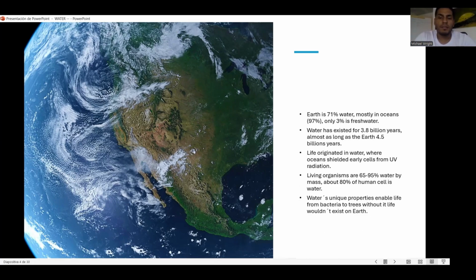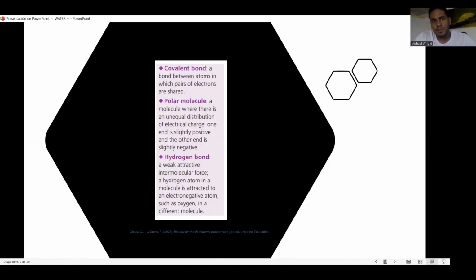Water's unique properties enable life from the single bacteria to the biggest tree. Without it, they would not exist, including you or me. Okay, so there are some concepts that I would like to point out today, and they are covalent bonds.